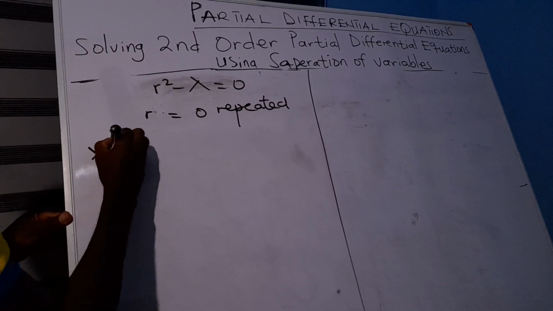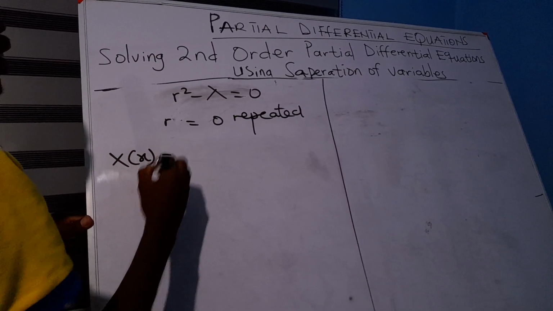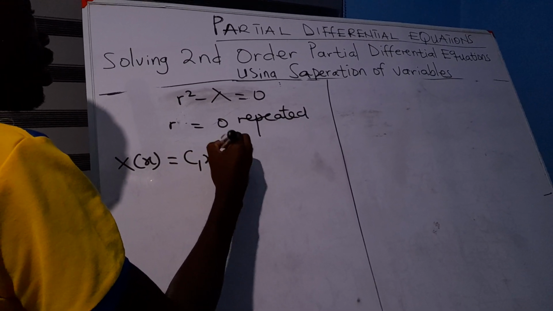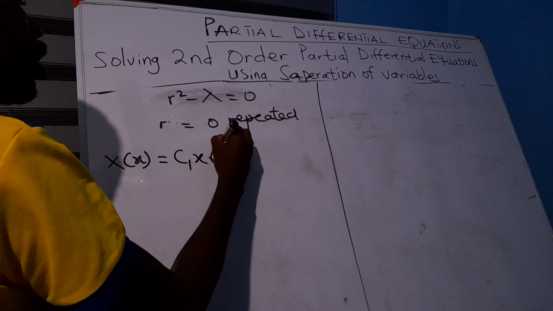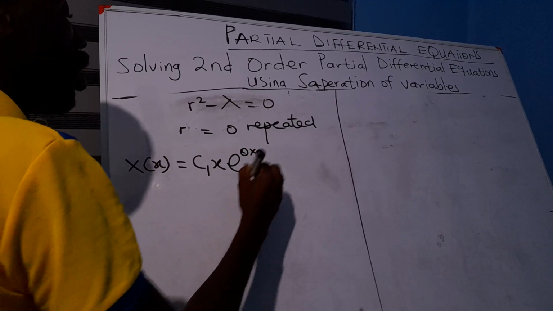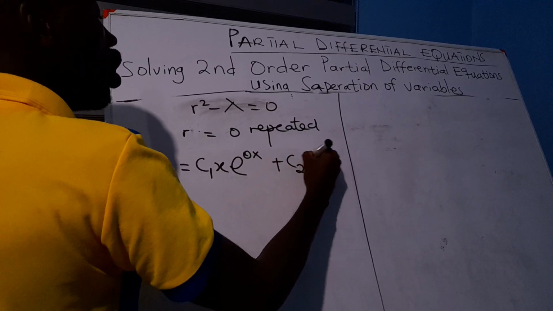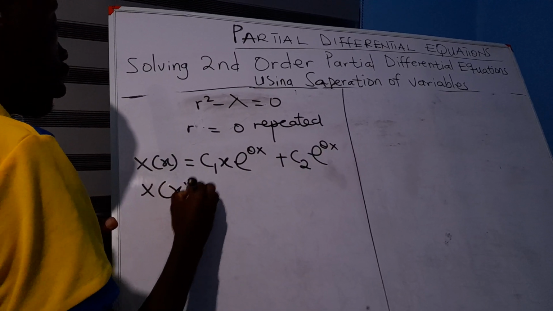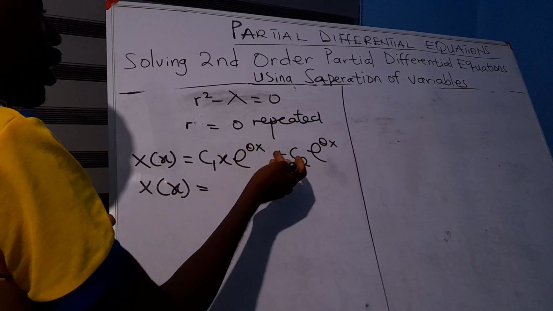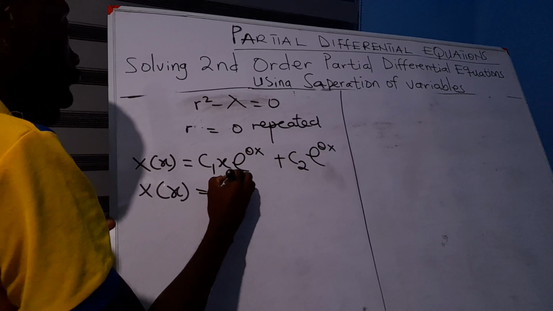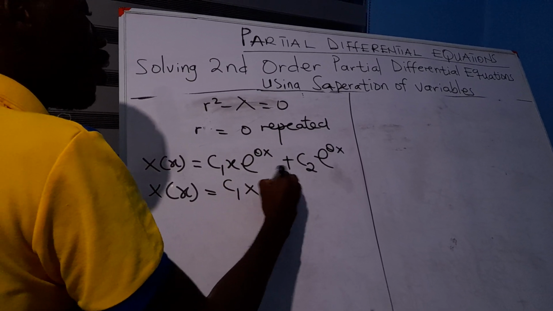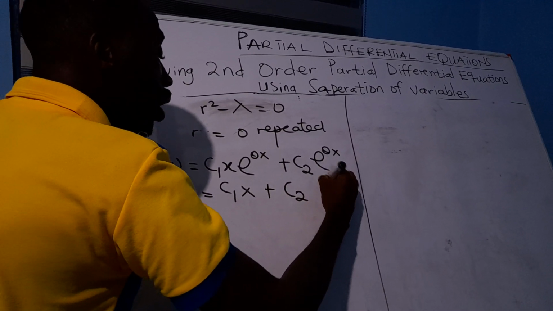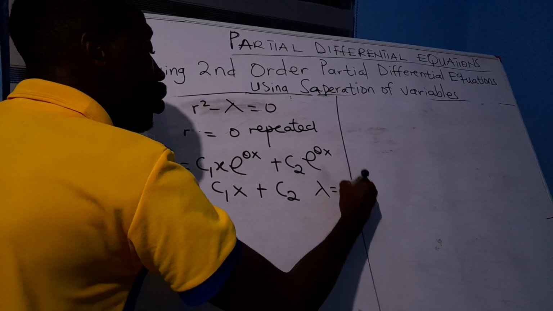Then our solution for X in that case, with a repeated root, will be c1 x e exponent 0x, if you remember, plus c2 e exponent 0x. So 0 times x is 0, and e exponent 0 is 1. So we have c1 x plus c2. So this is the situation where lambda is equal to 0.